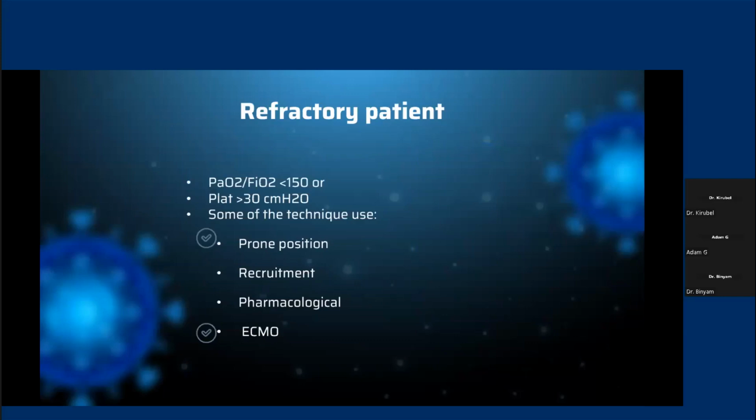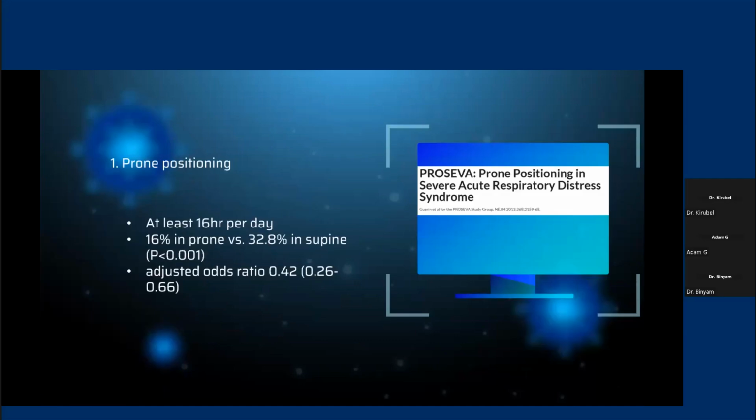Okay, coming to the first one, prone positioning. There is the famous PROSEVA trial, a study comparing those who are on prone and those who are on supine position, and the mortality difference is very significant. As you see, there's 16% mortality in this arm and 32.8% in the supine arm, and the odds ratio is very good, 0.42. So this is the outcome of the PROSEVA trial, and since then we have been using prone positioning for refractory cases.